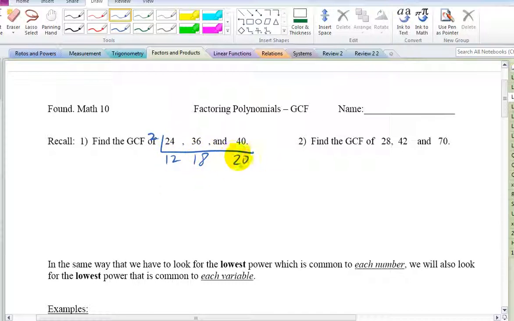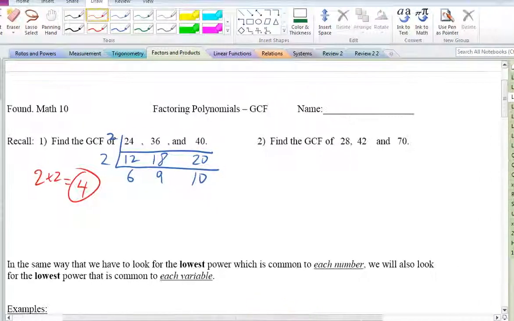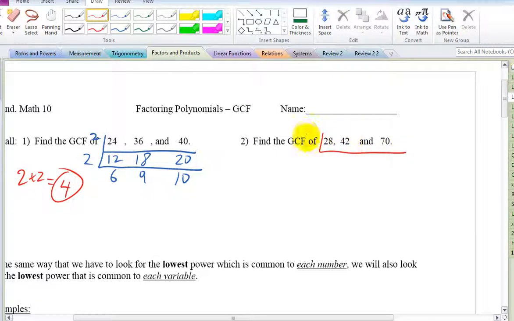12, 18, 20. What can we divide by again? 2, 6, 9, and 10. Now 6 and 9, yes, but nothing else works out for all 3. So that's your GCF. 2 times 2, which equals 4. So for the hard numbers, use that. You won't need to use it too often. Okay, please go ahead and do that for number 2.